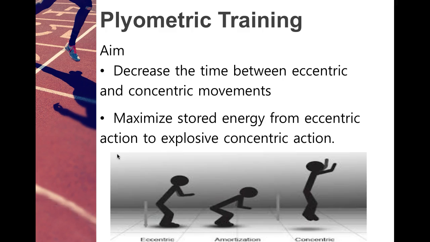We talked about this in class a lot, that starting position of the eccentric phase. That transition from the eccentric to concentric is called amortization. All right, you want to decrease the time in between eccentric and concentric movements. So the faster the amortization phase is, the more explosive or powerful you will be. Again, it's the way we maximize stored energy from the eccentric action to explosive concentric action. Think of it as a rubber band. The farther I pull back, the more pop that rubber band's going to have as I snap it forward. And usually the longer the distance, the quicker the snap.